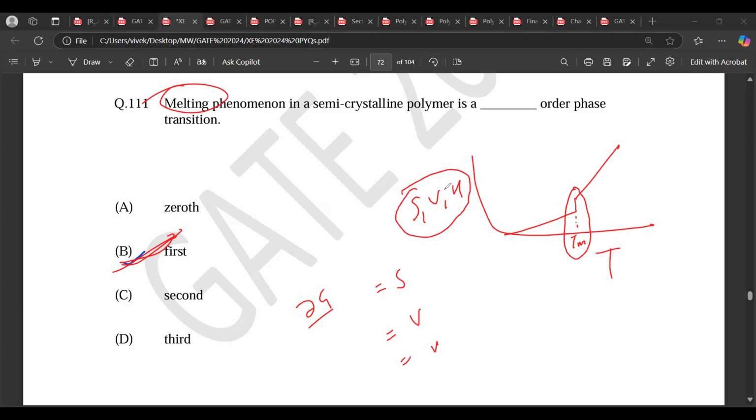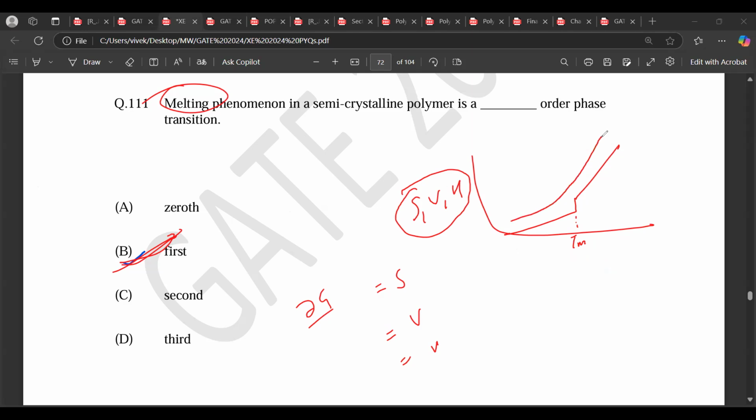Many times GATE has taken this graph as a basis to form many questions, literally many questions. From the same graph, they have asked one question every year in unique and different ways. So this is a complete memory based question, but they can ask many concept based questions as well.